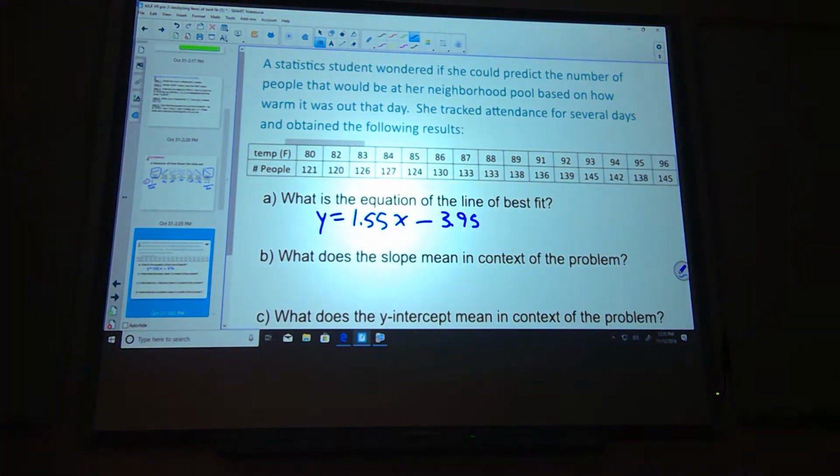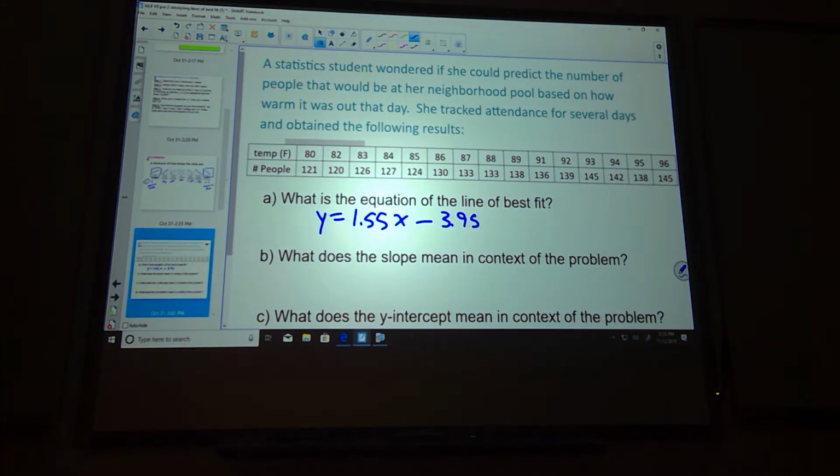Okay? So what does the slope mean in the context of this problem? There's 1.55 more people that come to the pool for each degree we increase. Can you have really 1.55 people? No.